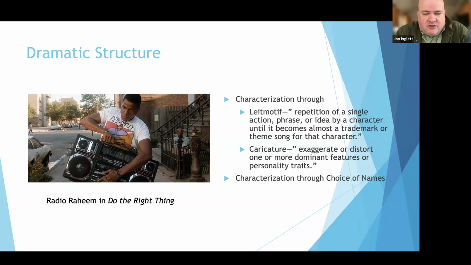Character caricature is to exaggerate or distort one or more dominant features or personality traits. There's a lot of caricatures in Do the Right Thing. There's also a characterization through choice of names, and Radio Raheem in Do the Right Thing is a good example of characterization through the choice of the names. The fact that his name is Radio, that tells you something about the character.